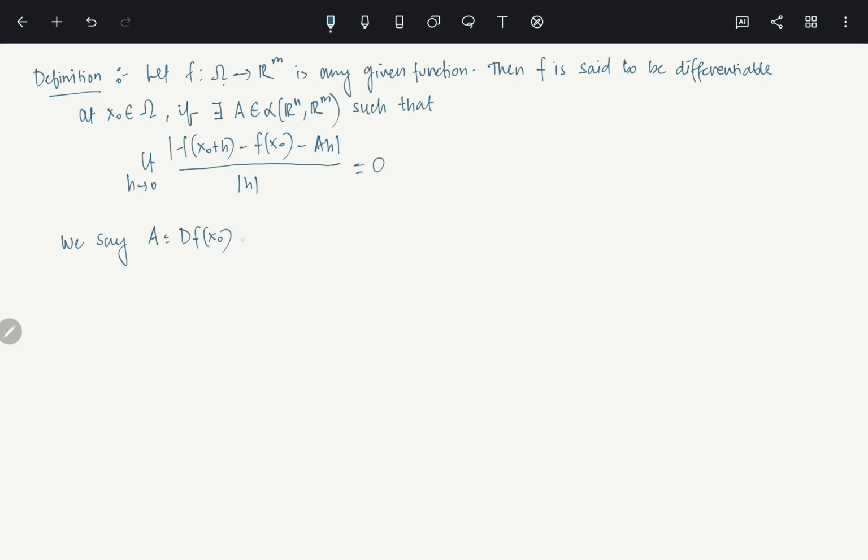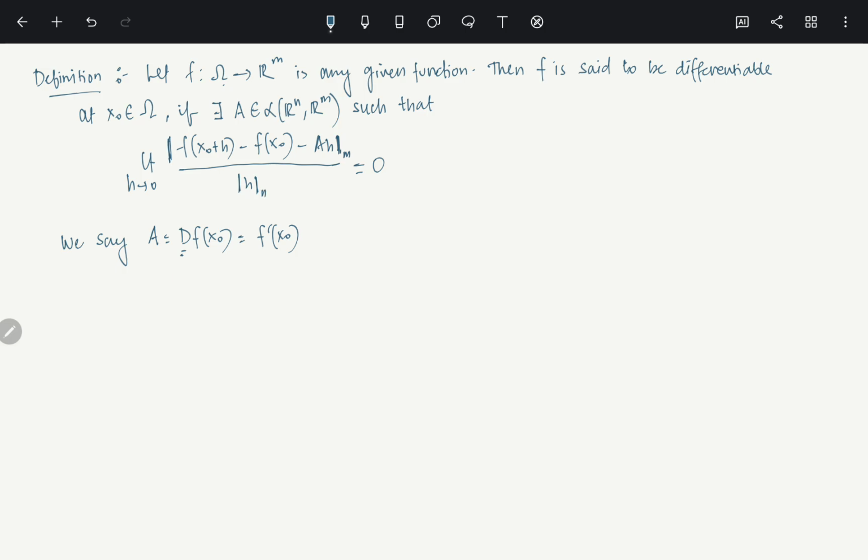In many books you can also see it written like this, but anyway, since it doesn't really matter, we will write that it is capital df at the point x naught. Clear? Now if it is differentiable at every point x naught in omega, then of course it is differentiable in omega. You already know that. Please remember the norm in the numerator is in Rm, and the norm in the denominator is in Rn.